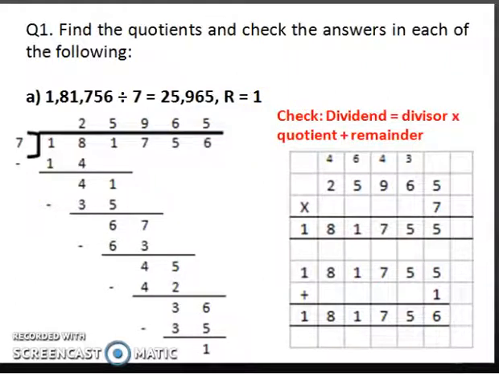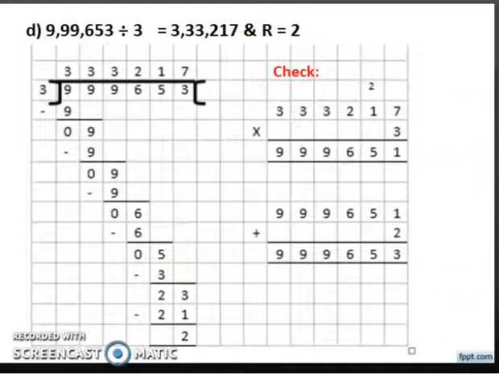Please remember this. Once you finish this question, children, you can pause the video here and complete your question and then move on. The questions which I am not attempting here will come under your self-attempt questions. Right? Now the next one. We have 9,99,653 to be divided by 3. And again checking of the answer has to be done.